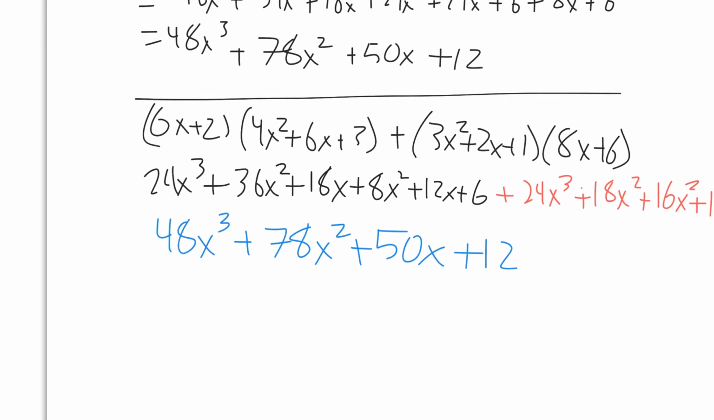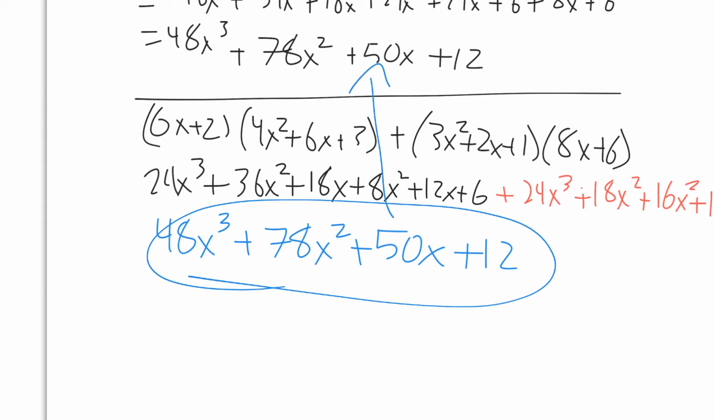Well, look at that. Right here, we have the same thing as there, which means our rule must be correct. We got the same thing both times, so it must be the correct way of doing derivatives of multiplication.